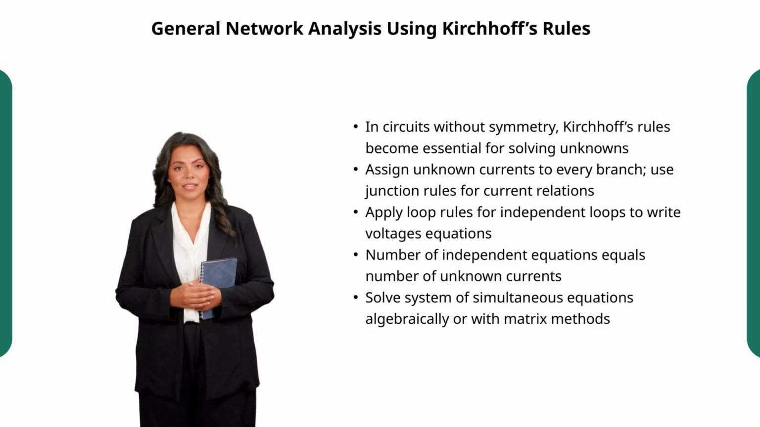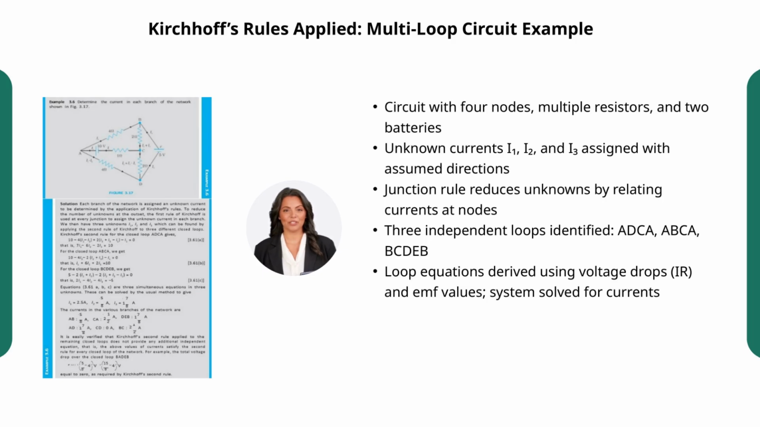in a multi-loop circuit. Let's solidify your understanding by analyzing a multi-loop circuit. Consider this network with 4 nodes labeled A, B, C, and D. It contains resistors with resistances like 4 ohms, 1 ohm, 2 ohms, and 20 ohms, plus 2 battery sources of 10 volts and 5 volts. We assign unknown currents I1, I2, and I3 with arrows indicating assumed flow directions in the network's branches.